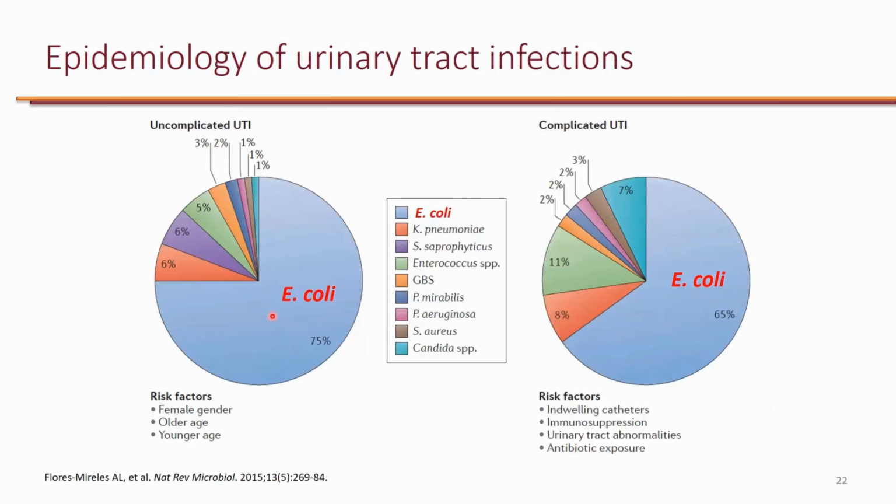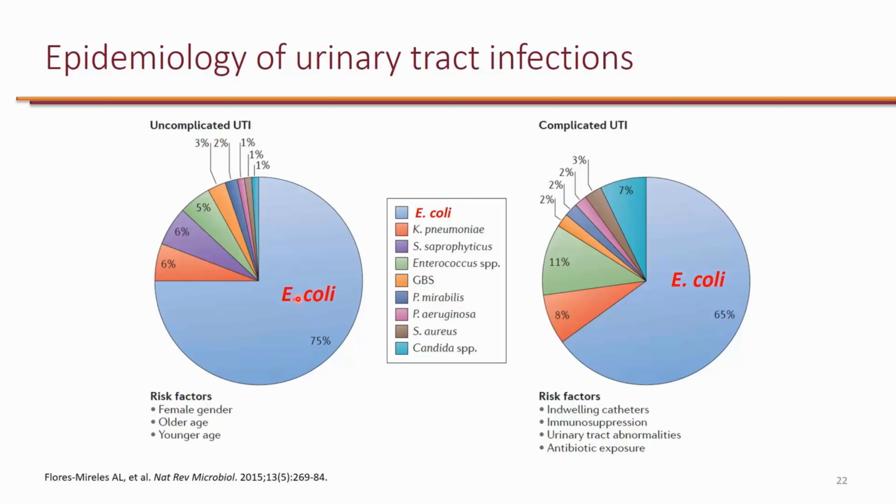So here on the left, I have uncomplicated UTI, which is the focus of this topic. And this could be cystitis or pyelonephritis. But as you can see, the number one organism that causes these uncomplicated UTIs is E. coli. So E. coli is the number one organism. You should always cover for E. coli. So whatever agent you choose, you need to make sure that it has a good coverage for E. coli.